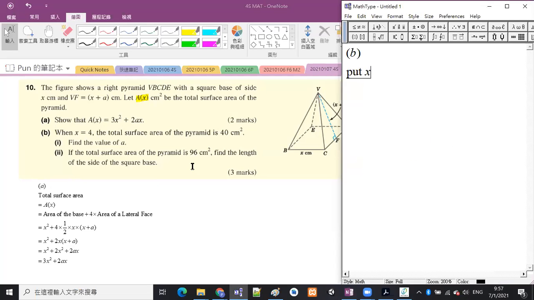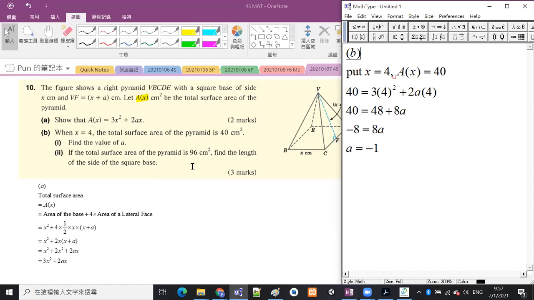Okay, so we need to put x is equal to 4. Also, A is equal to 40. Okay, the area is 40. So, A(x) is equal to 40. Okay, so 40 is equal to 3 times 4 square plus 2a times 4. Can you get this? 40 is equal to 48 plus 8a. Okay, so -8 is equal to 8a, which means that a is equal to -1.